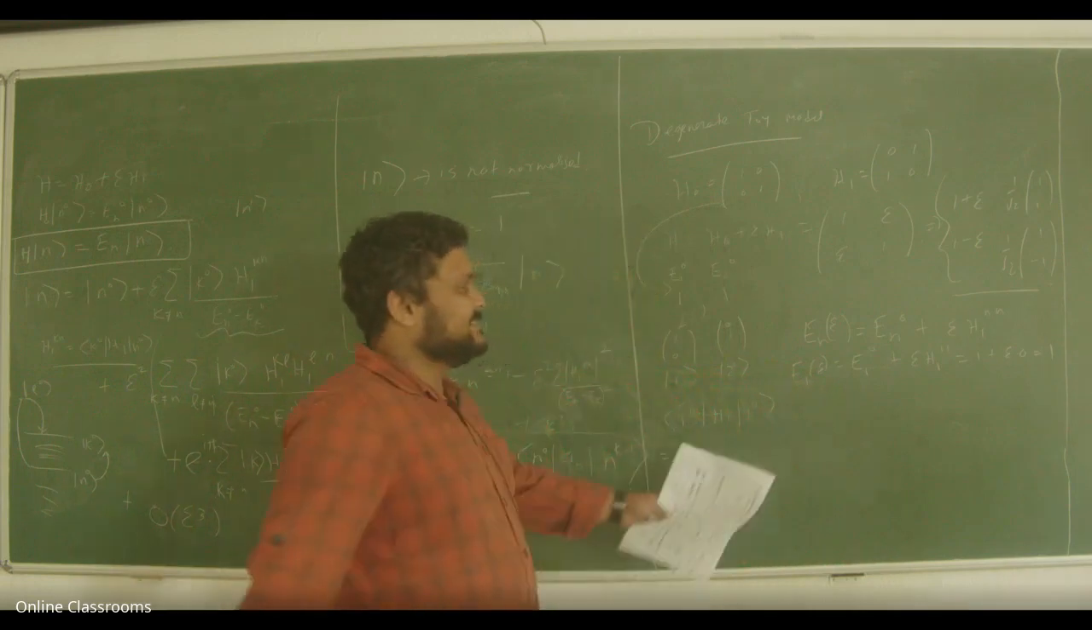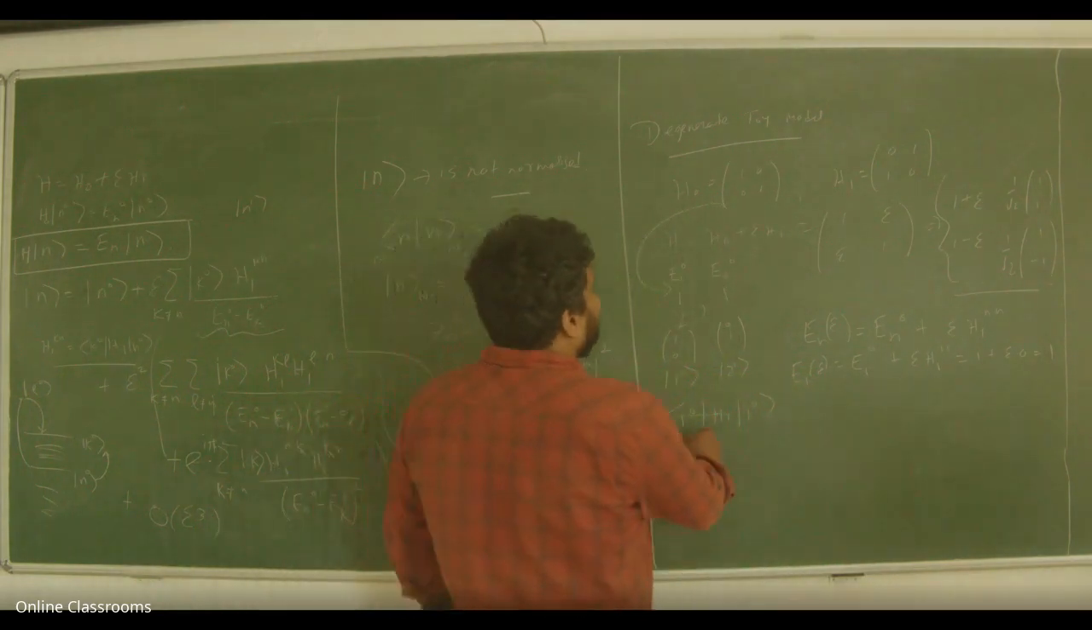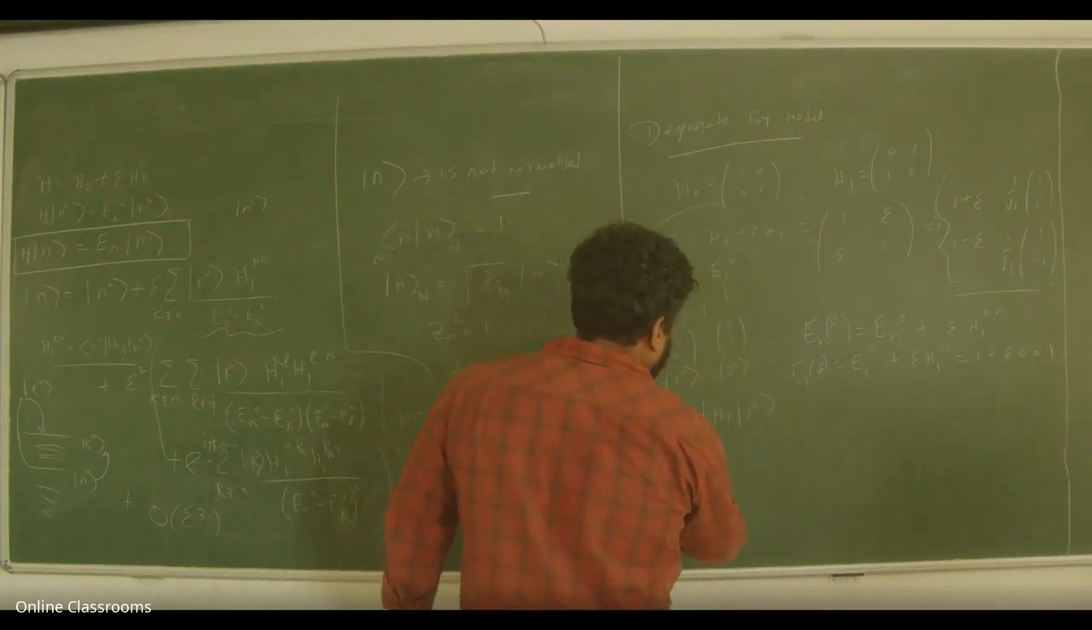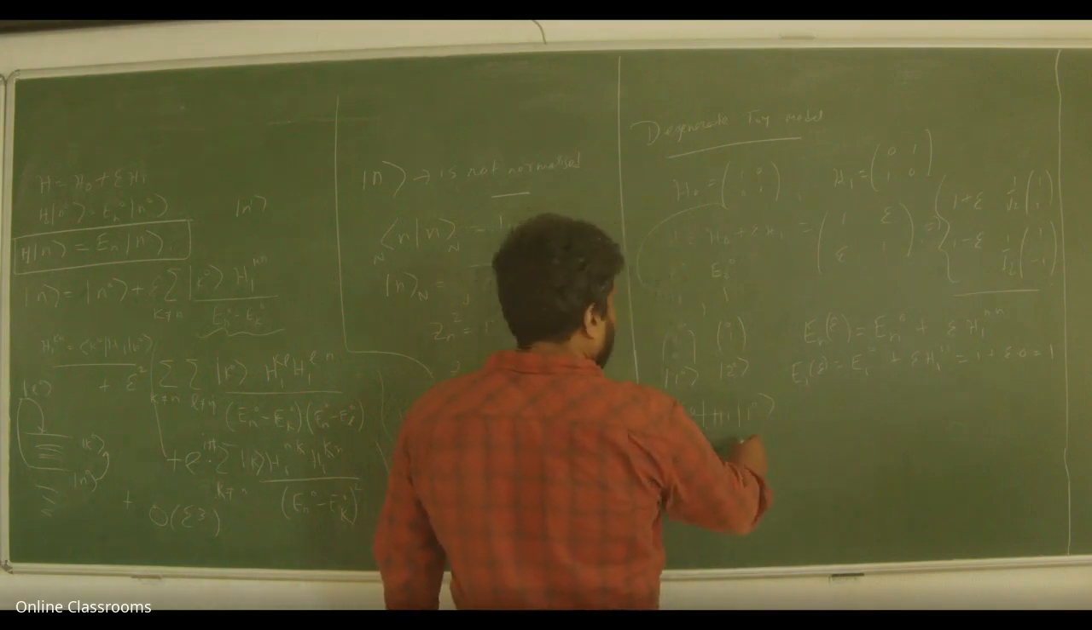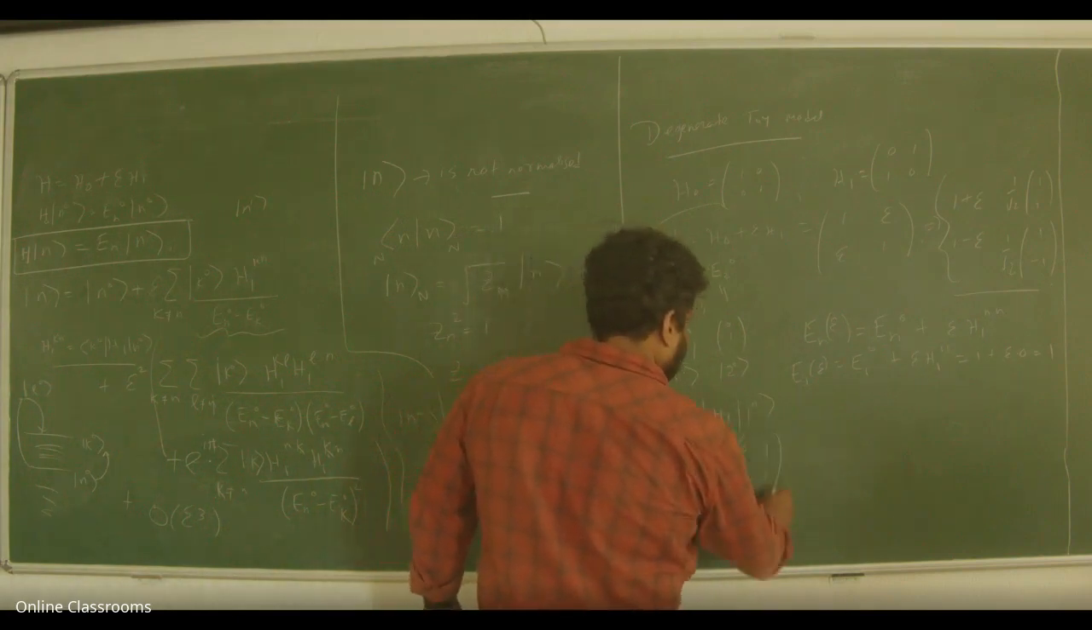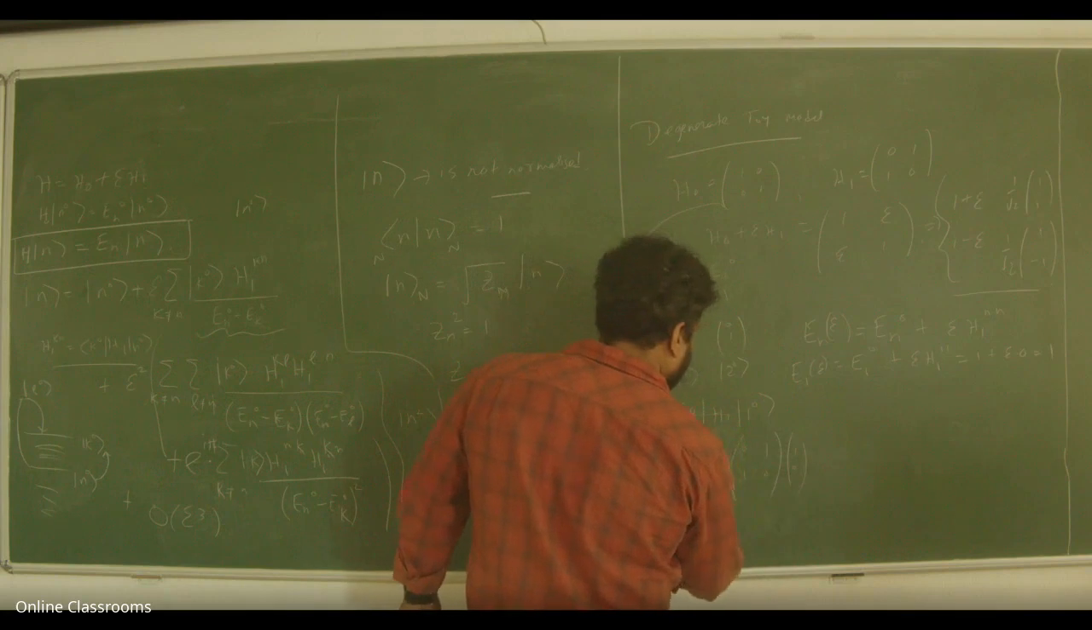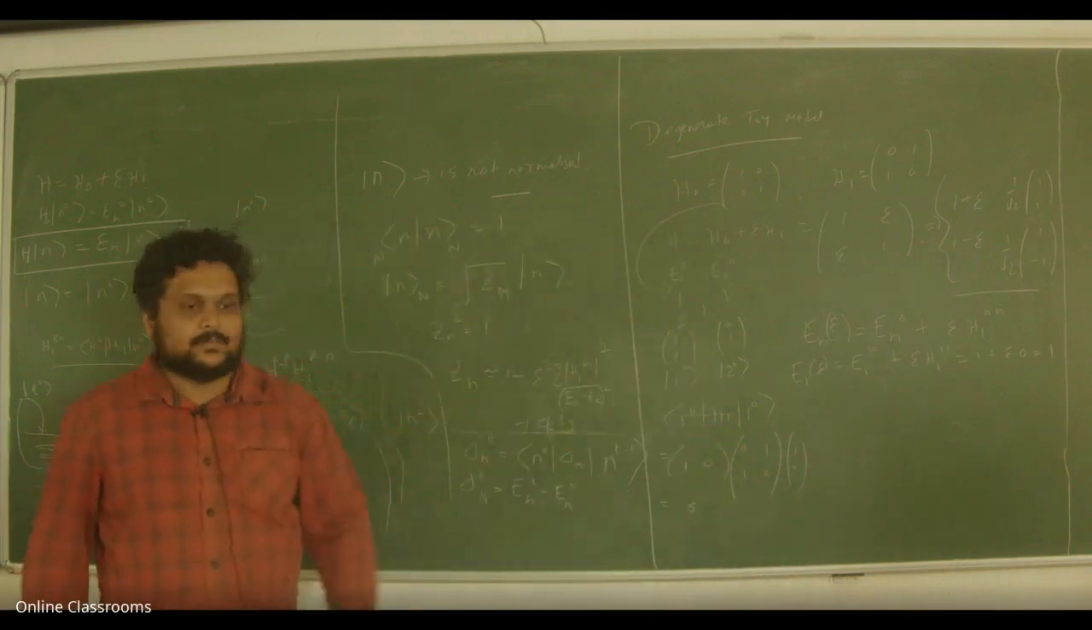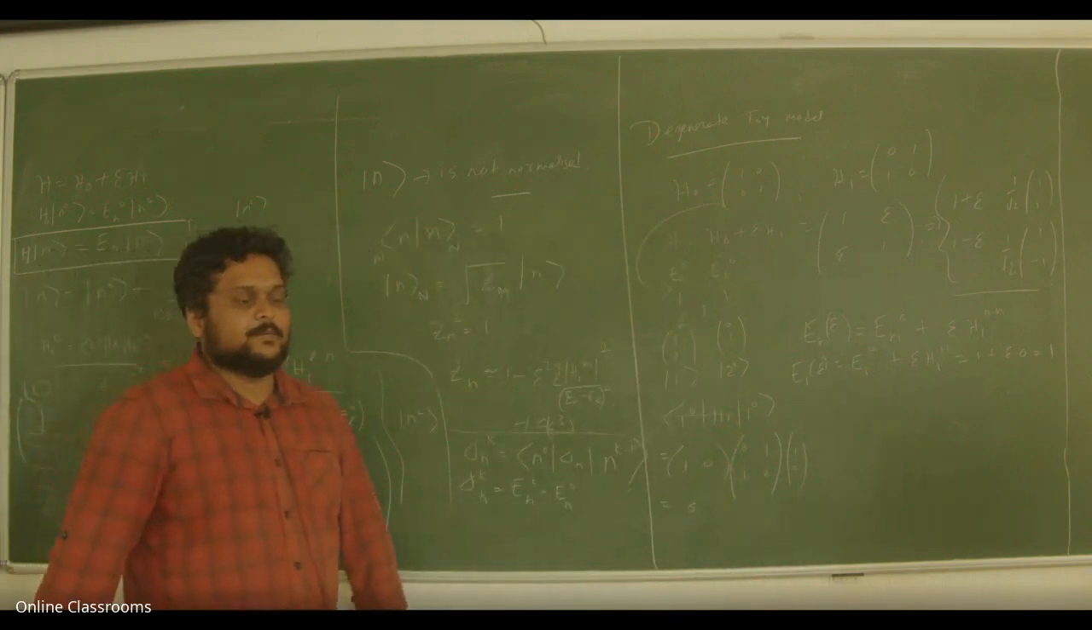Okay, so this quantity I can simply calculate. <1 0| is basically this, and H1 is basically 0 1 1 0, and this is |1 0>. This is nothing but 0. Okay, so that's why I am putting that term to be 0. Is it clear now?